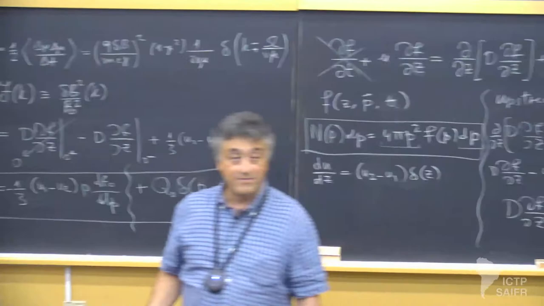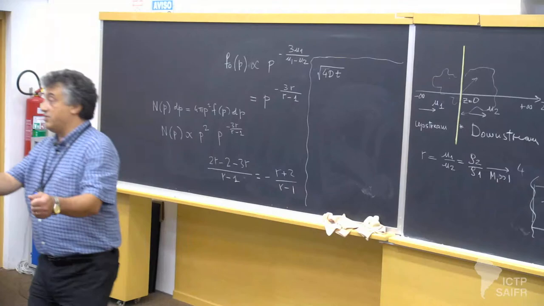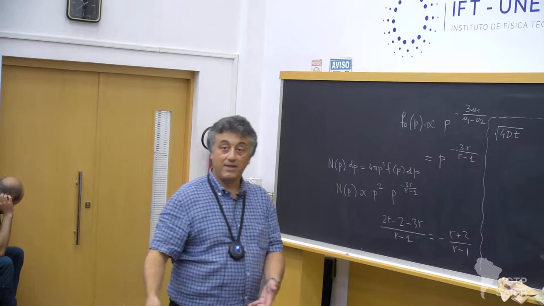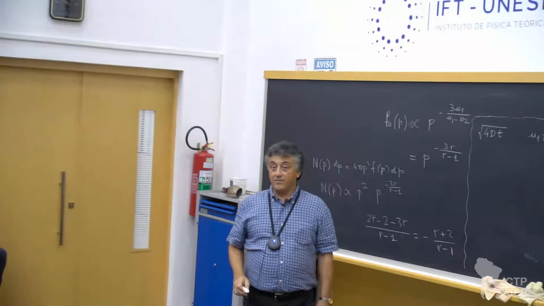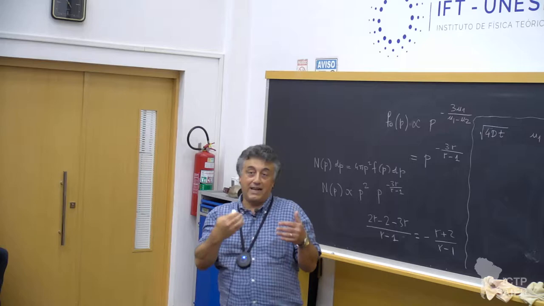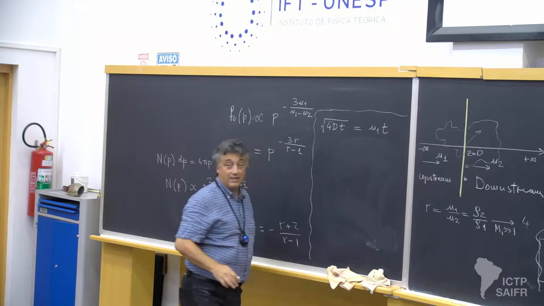But at the same time, the particle is attached to the magnetic field lines, which are being advected, swept away with the plasma. The plasma is moving at velocity u1, right? So in a way, the particle is leaving at square root of 4Dt, but the plasma is moving in the same time by u1t. So you have two opposing trends. The particle is trying to leave, but the plasma is pushing it back. And so how far it can move is basically the place where these two are equal.